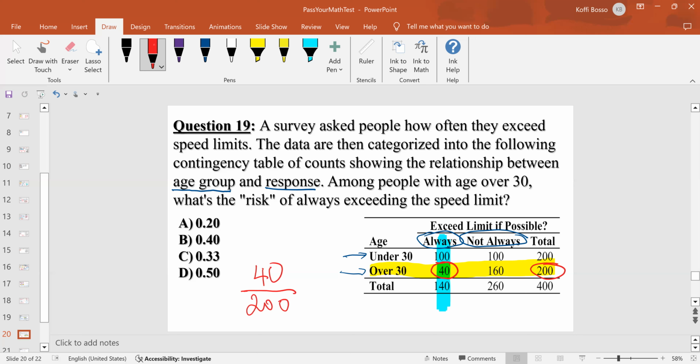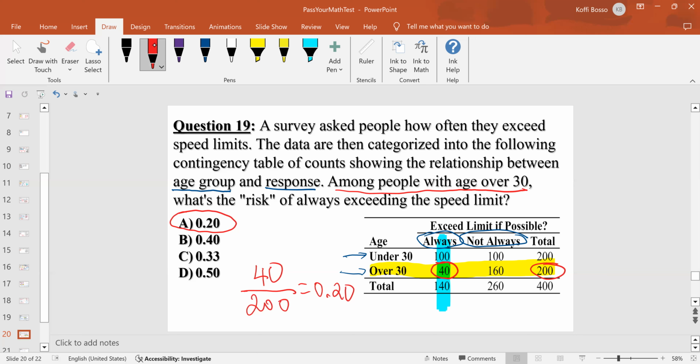Okay, so that means what? You have to do 40 divided by 200 and you get 0.20 or 0.2. The correct answer here is A. Understand that this is very important. They say among people with age over 30. So the question is asking just to focus on over 30 before you answer the question.